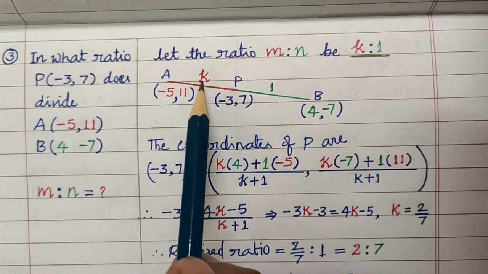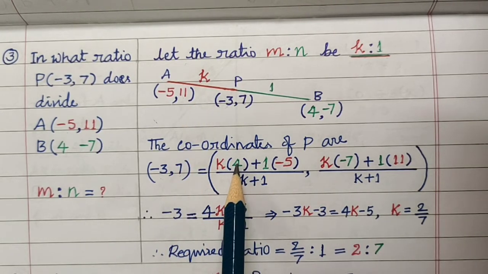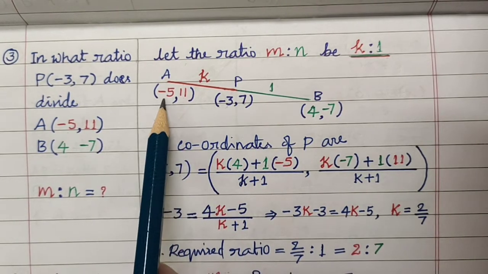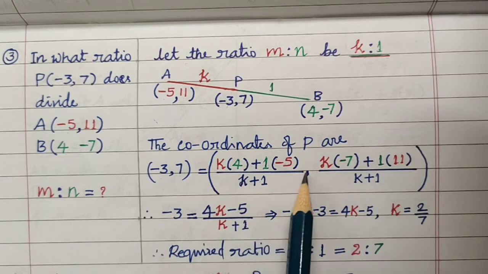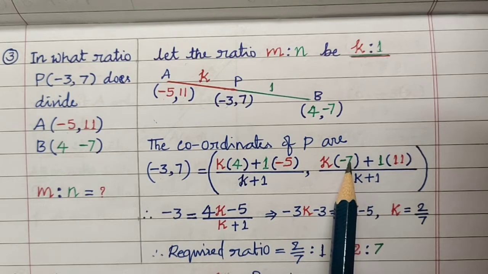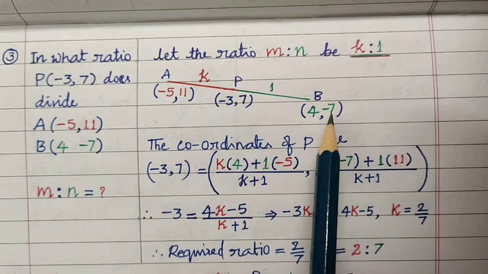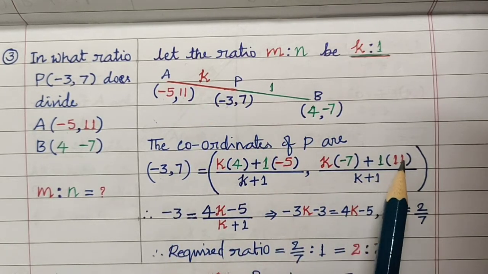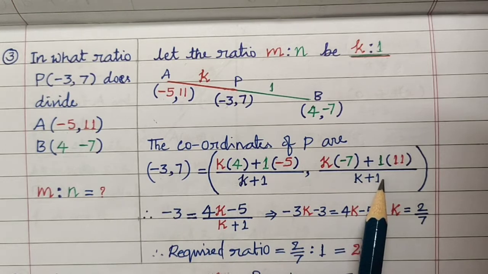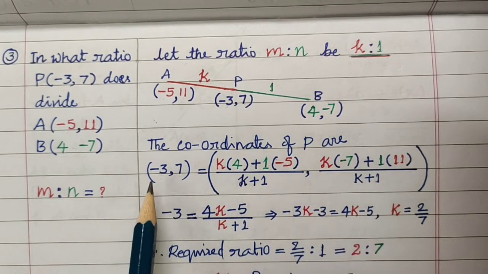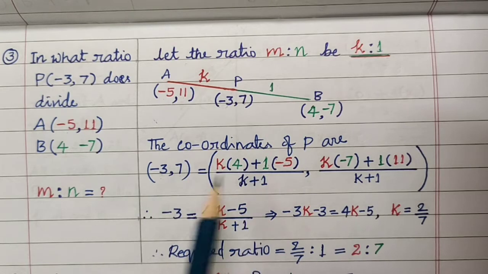In place of m we have k. In place of x2 we have 4, plus in place of n we have 1. In place of x1 we have minus 5, divided by m plus n, that is k plus 1. m into y2, that is k into y2, is minus 7, plus n into y1, 1 into 11, divided by k plus 1. We need to equate this with this, or this with this. Let us equate, because x is equal to this part and y is equal to this part.